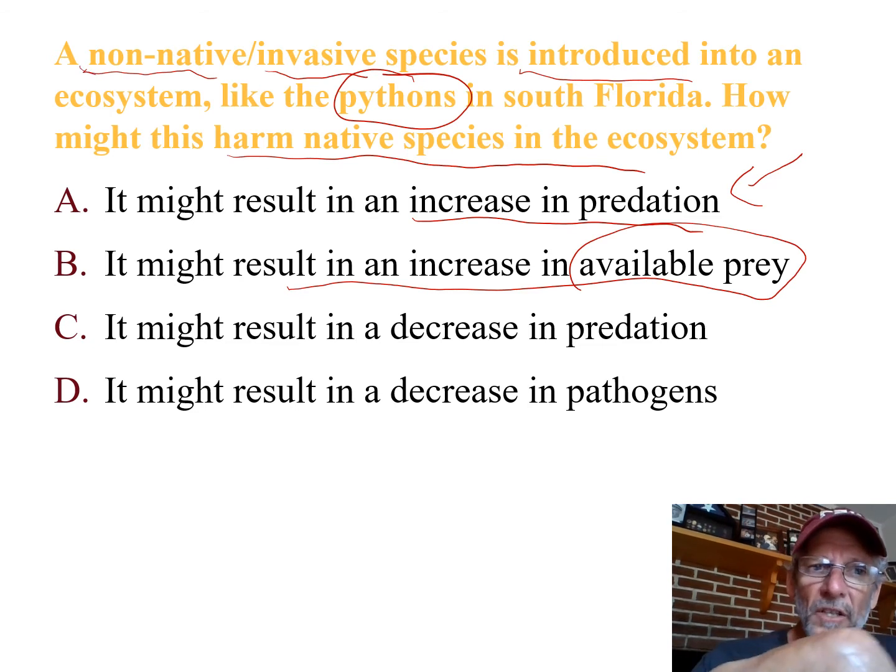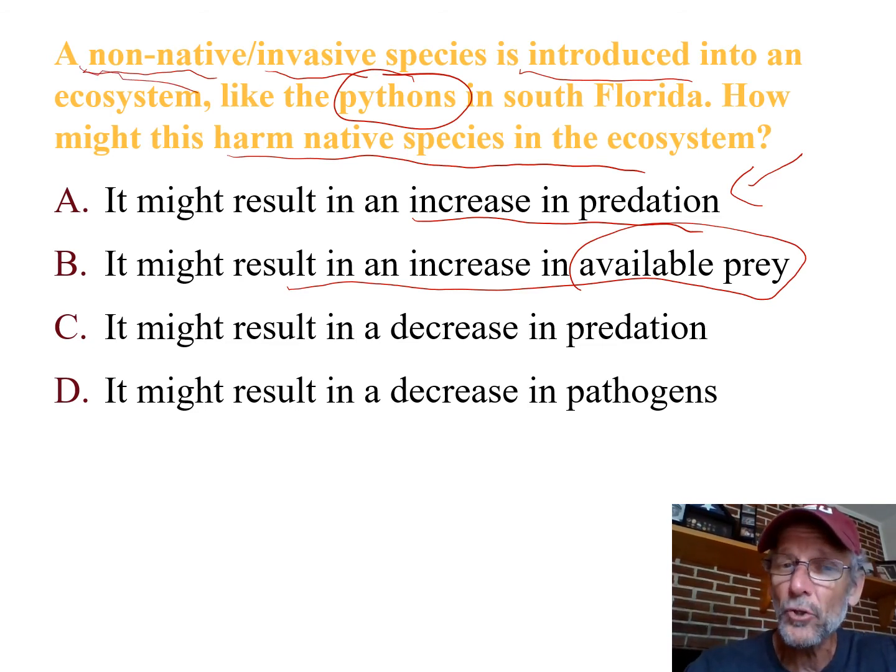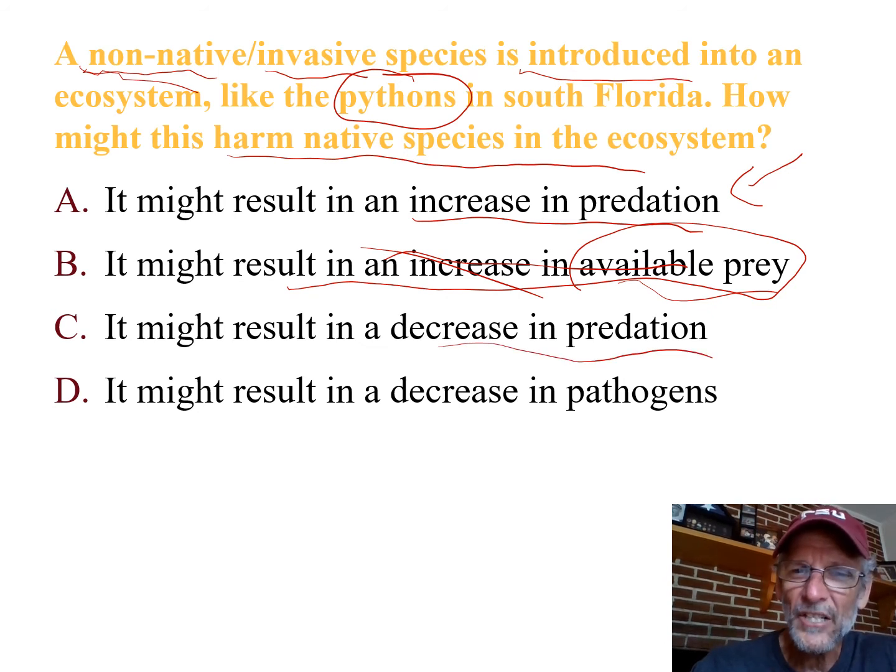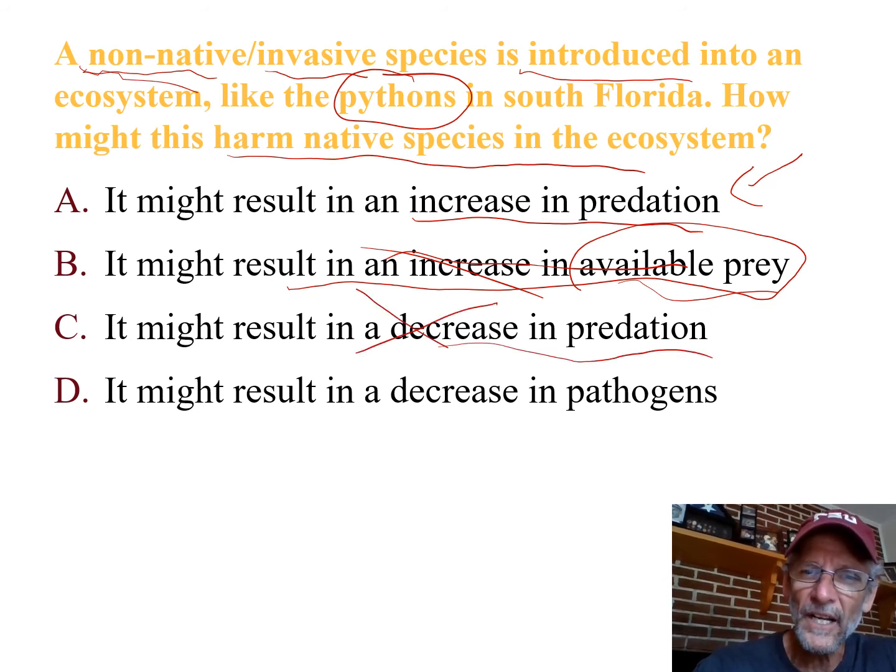Well, one of the parts of this non-native story is these things usually don't have very many natural predators. So we put them into the ecosystem. We don't call them normally prey. So we would knock this answer out. A decrease in predation, don't think that's a good answer either.